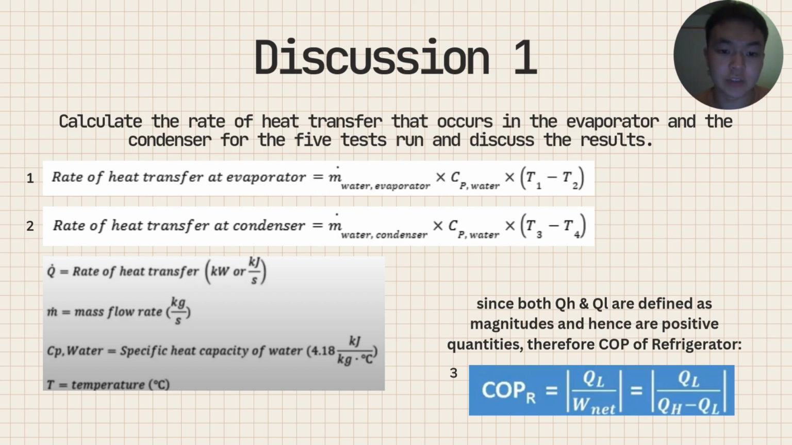For equation 3, since both QH and QL are defined as magnitudes and hence are positive quantities, therefore the coefficient of performance of the refrigerator equals QL over work net, which also equals QL over QH minus QL. QL is the rate of heat transfer at the evaporator, while QH is the rate of heat transfer at the condenser.